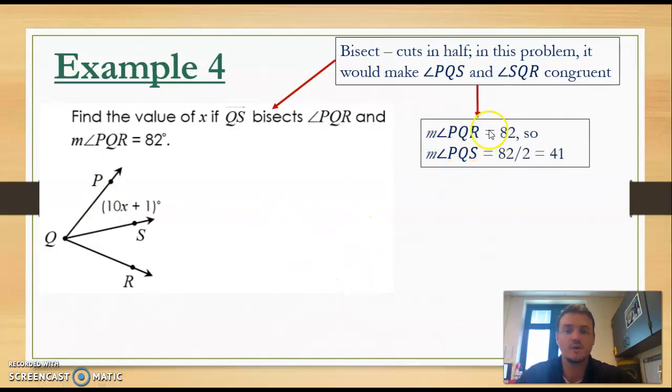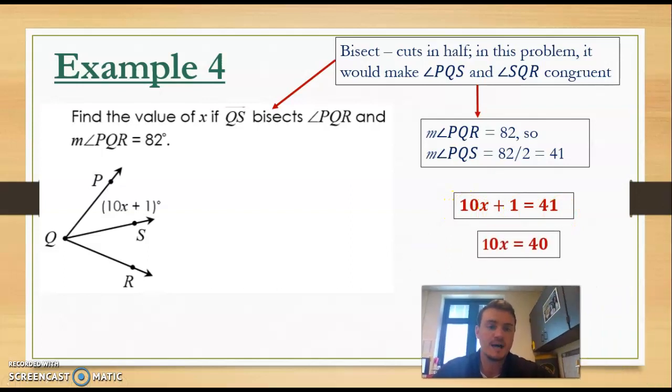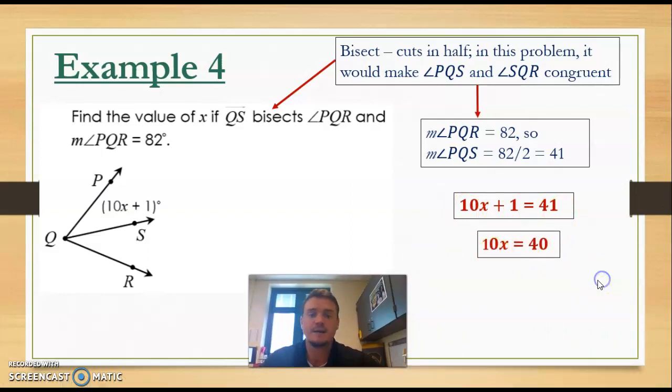So again, since we know the whole angle is 82, 82 divided by 2 means that each of these angles is 41. So if both of these angles are 41, if we want to know what x is, we can just take this 10x plus 1 and set it equal to 41, because that's what we know the angle to be, 41 degrees. So 10x plus 1 equals 41. Subtract 1 on both sides and then divide by 10 and we should end up with x equals 4.